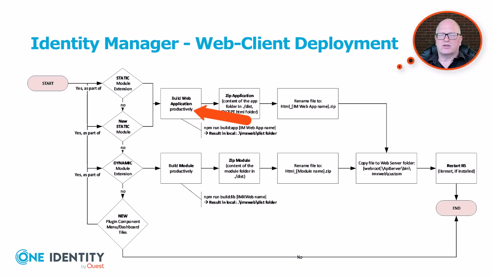One thing is just to compile, of course, the web project. This is for all static module changes. And the other one is just to build a specific dynamic module just for the dynamic module changes. And then you have to deploy it, and that is always the same, building a zip file, naming it with HTML underscore in front, and moving it to the specific server.